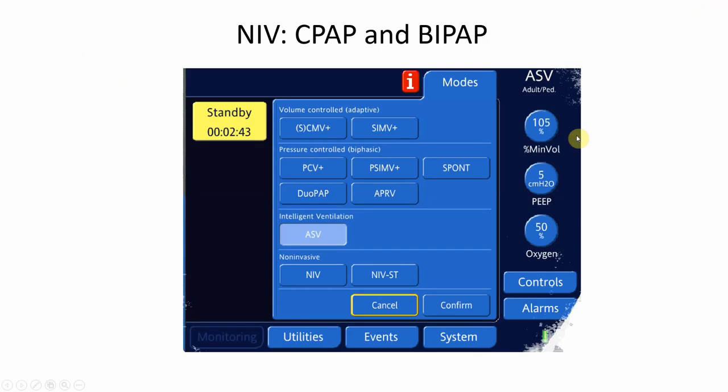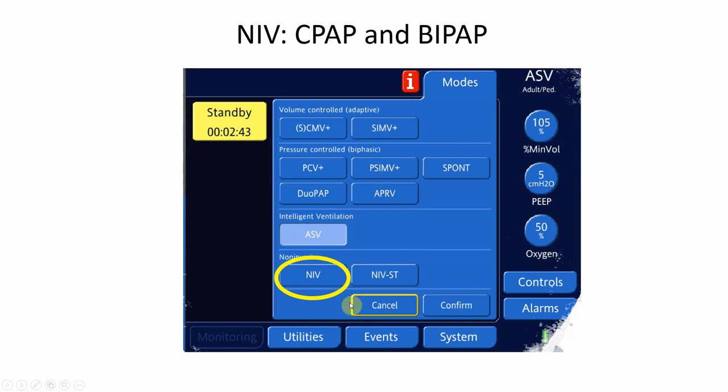Let's talk a little bit about non-invasive ventilation. Non-invasive ventilation can be either CPAP or BiPAP. To use non-invasive, we'll have NIV on the startup screen, but all you're going to have to do is select NIV. Now, I need to clarify, in one of our sessions with the Hamilton rep, we recommended NIV-ST.